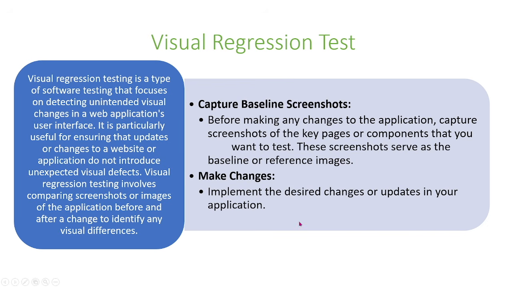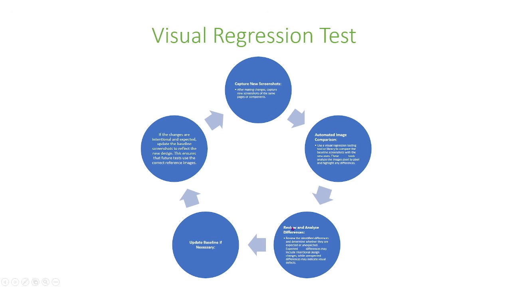Make changes. Implement the design changes or updates in your application. Here is a diagram for visual regression testing. Capture new screenshots using an automation tool. Compare screenshots. Review and analyze the differences. If necessary, update the baseline. If changes are intended or expected, update the baseline screenshot.